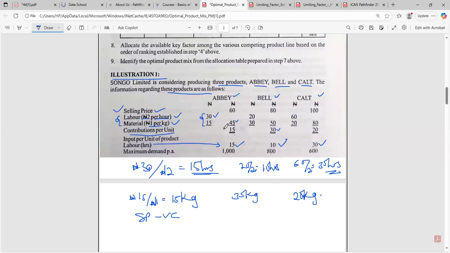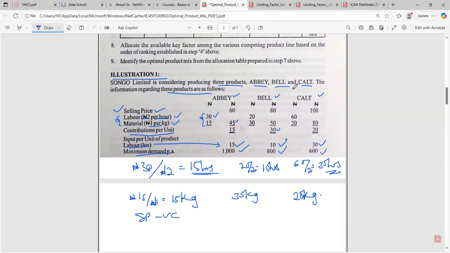Then input per unit of products. We're going to spend 15 hours to make 1 unit, 10 hours to make 1 unit, and 30 hours to make 1 unit. Then our maximum demand per annum is 1,000 units. This is the demand that the public are asking for. So the public is asking for 1,000 of Abe, 800 of Bell, and 600 of Cat.